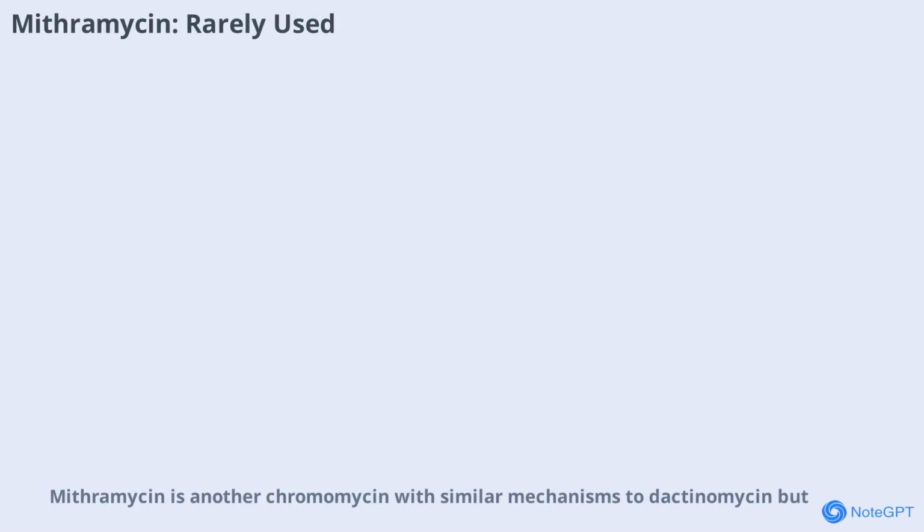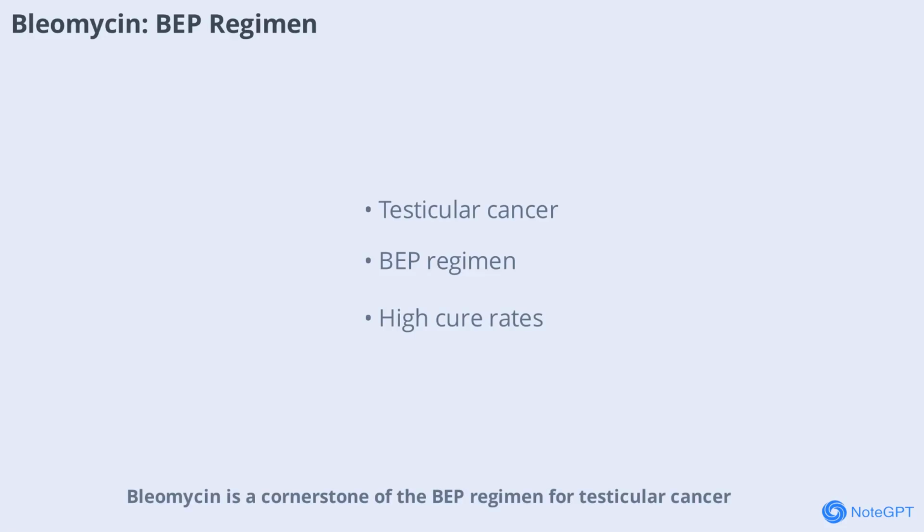Mitomycin is another chromomycin with similar mechanisms to dactinomycin, but is less commonly used today due to its toxicity profile. It's a reminder that while some drugs have fallen out of favor, their study has contributed to our understanding of anti-tumor antibiotics. Bleomycin is a cornerstone of the BEP regimen for testicular cancer, combined with cisplatin and etoposide. This combination has dramatically improved cure rates for testicular cancer, making bleomycin an essential drug in this setting.